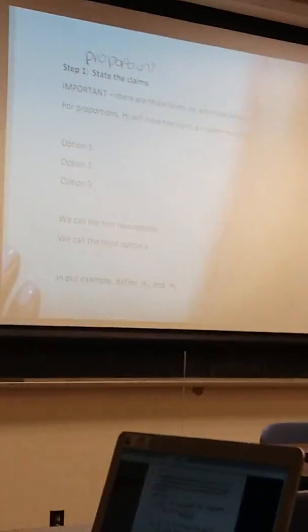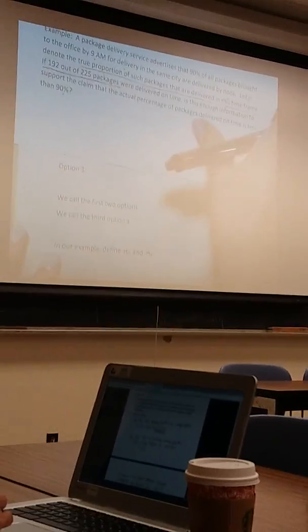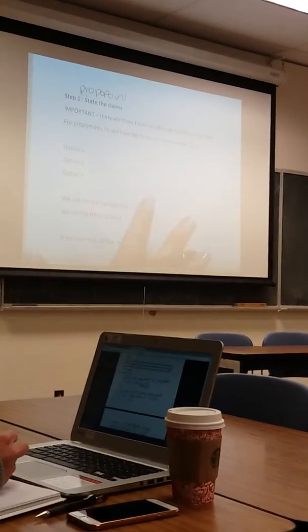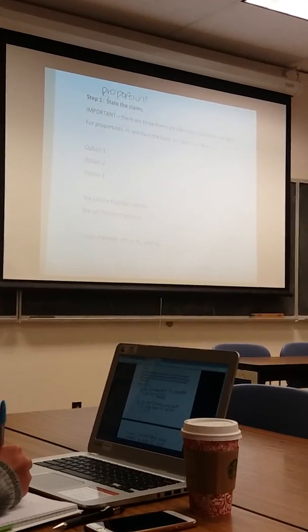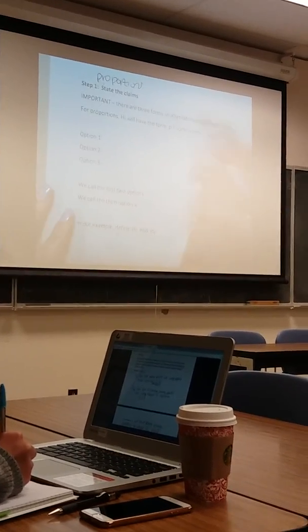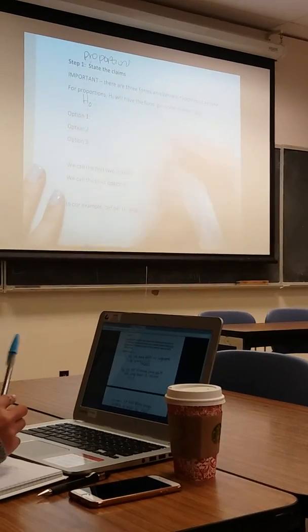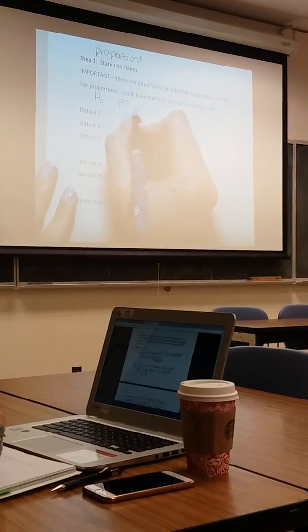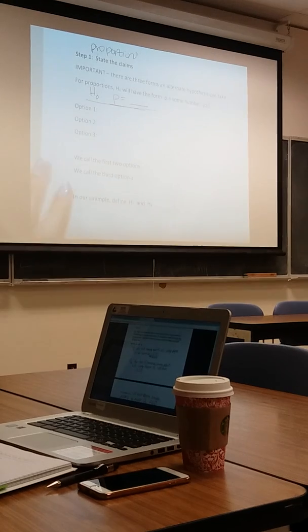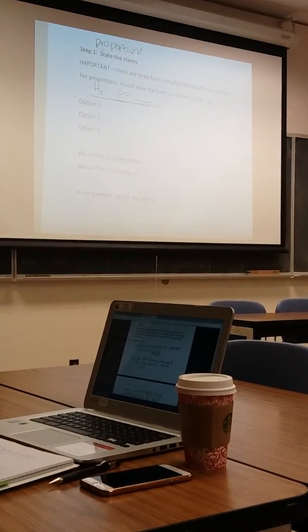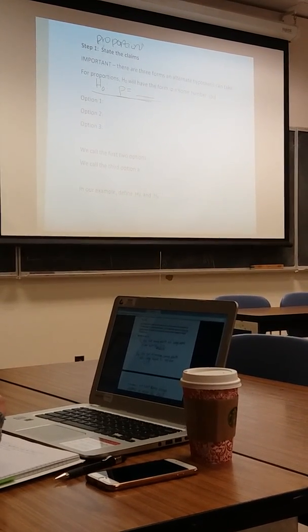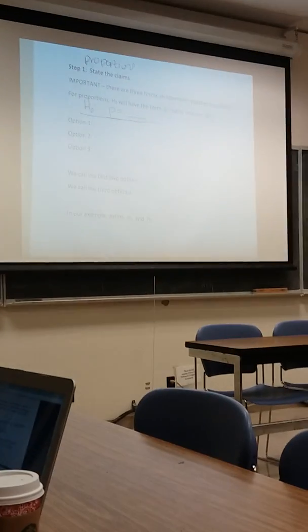We were talking about proportions, and this was a proportion problem. We were asking what proportion or percentage of the packages get delivered on time. When we are writing our claims, null hypothesis and alternative hypothesis, the null hypothesis for proportions is always going to look like this: P equals something. Every time you run through a proportions hypothesis test, your null hypothesis should say P equals blank. We'll talk about what that number is in a second.